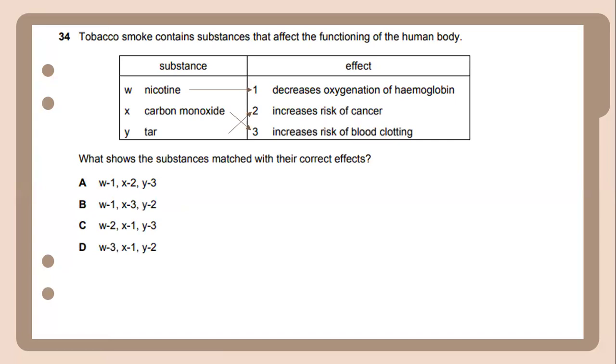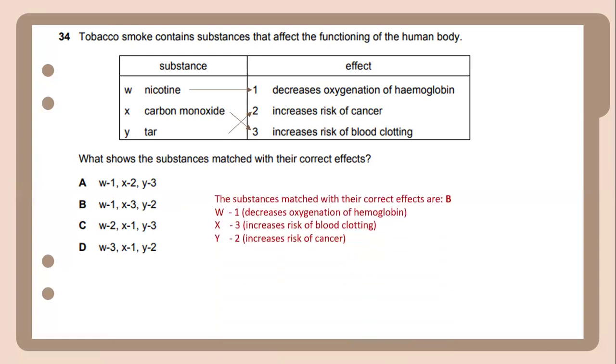34, tobacco smoke contains substances that affect the functioning of the human body. Which row shows the substances matched with the correct effect? The answer will be B. The effect of W will be decreased oxygenation of hemoglobin, and the effect of carbon monoxide will be increased risk of blood clotting, and the effect of tar will be increased risk of cancer.